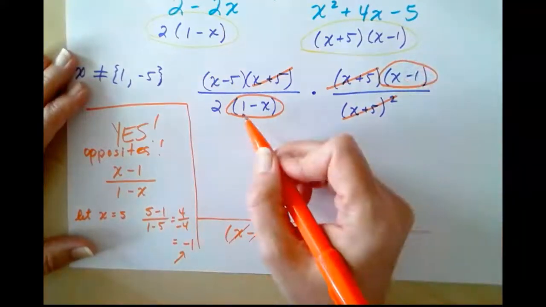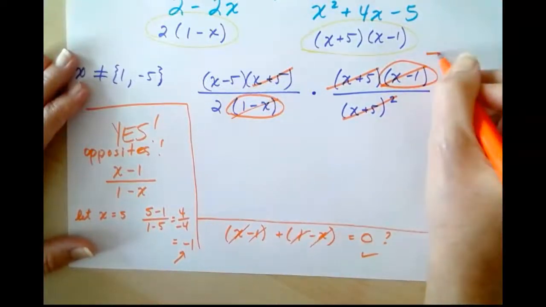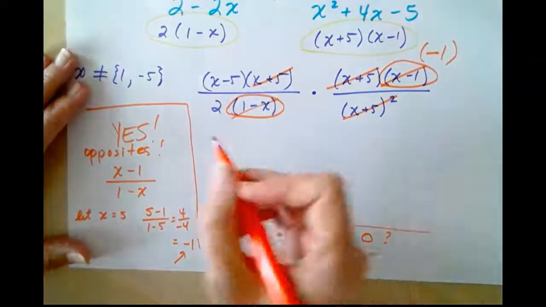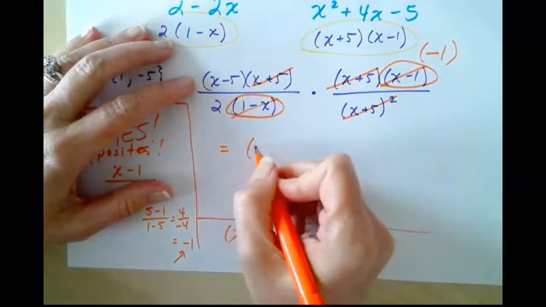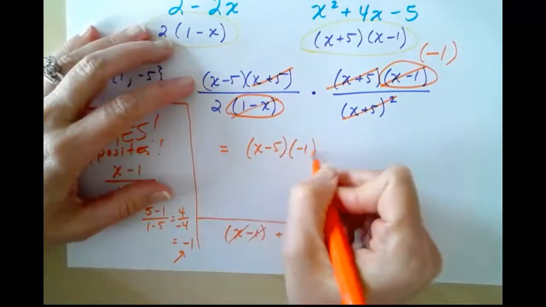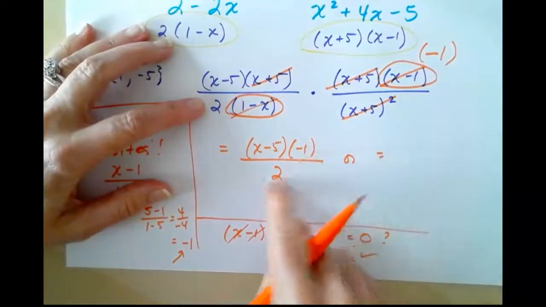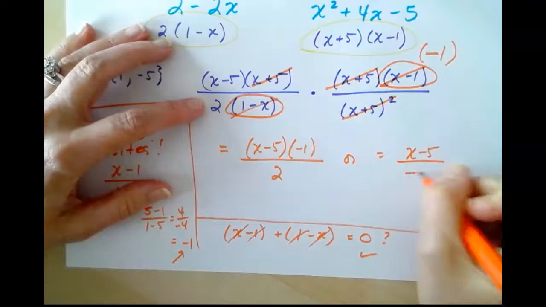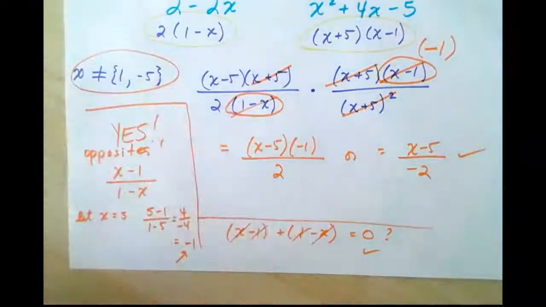So when I cancel 1 minus x with x minus 1, a negative 1 is going to pop out. So we can write this answer a couple of different ways. We can say x minus 5 times negative 1 over 2. Or we could shift the negative to the bottom and just say x minus 5 over negative 2. Both of those answers are correct, and those are your domain restricted values.